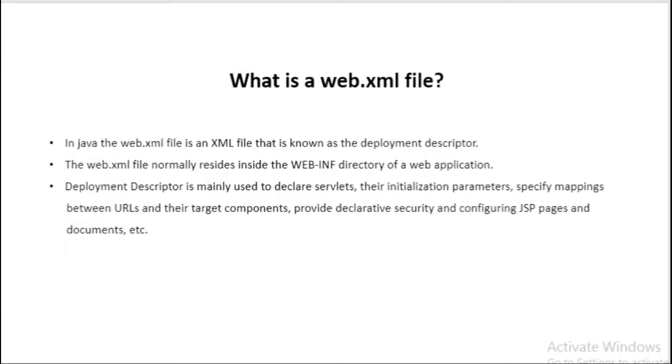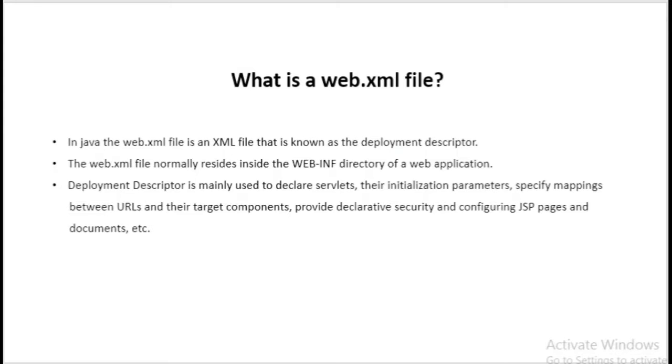But before we get into it, let's first take a look at what a web.xml file is. A web.xml file is basically an XML file that is also known as the deployment descriptor. This file normally resides in the WEB-INF directory of a web application, and the main use of this file is to declare servlets and their initializing parameters, and also to specify mappings between the URLs and their targeted components, and to provide declarative security and configuration for JSP pages and other documents.